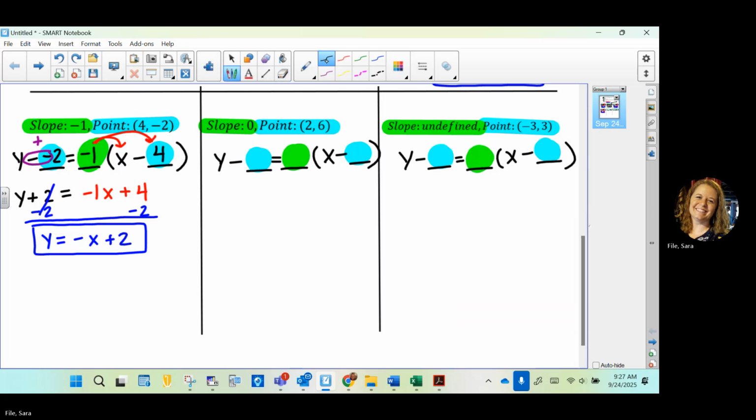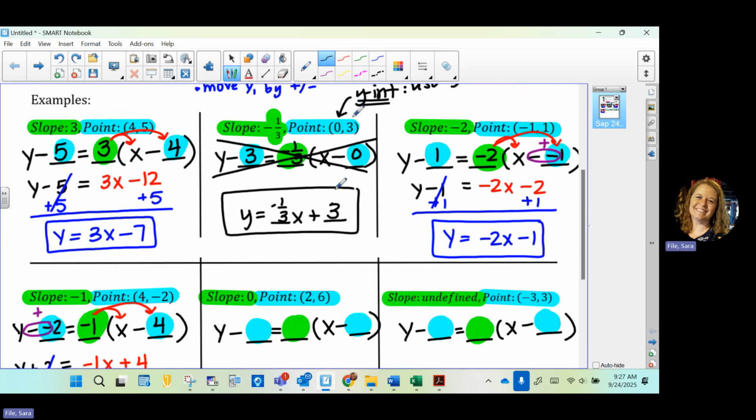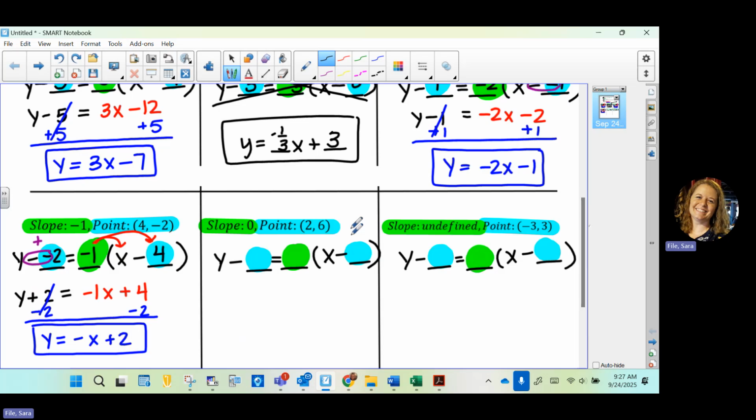All right. Next up, our slope is 0. Now, here's another one that's got a special case where I don't really have to use this point slope form if I notice the special case right away. Up here, the special case was, oh, I have y-intercept. Let me just use slope-intercept form. What's the special case in these last two are the slopes. We have a 0 slope and we have an undefined slope.